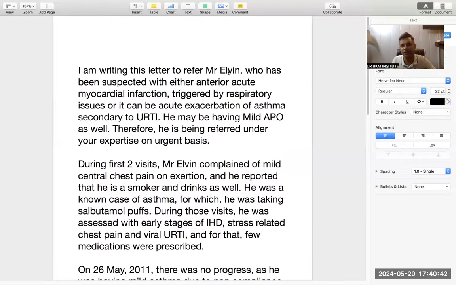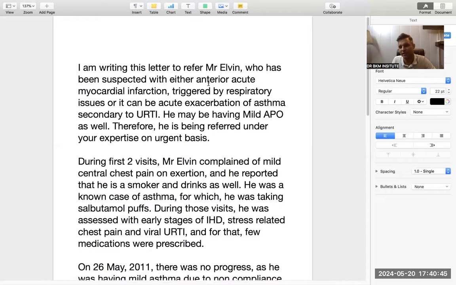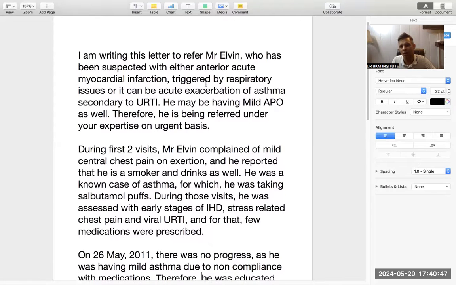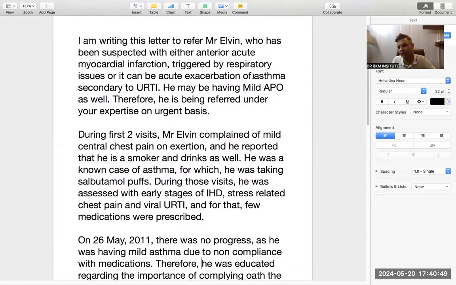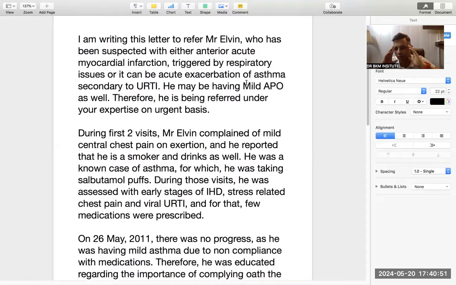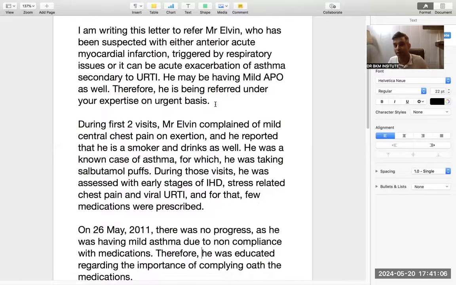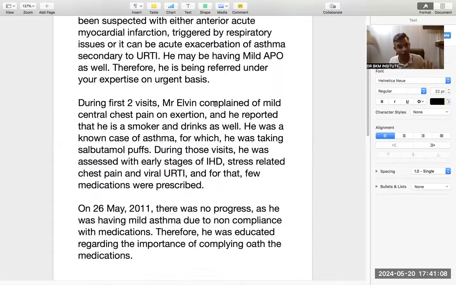I'm writing this letter to refer Mr. Elvin, who has been suspected with either acute AMI triggered by the respiratory issues, or acute exacerbation of asthma. So the emergency doctor wants to know that the patient can be having exacerbation of asthma, or it can be AMI. So he will be very quick. He is an emergency registrar. There may be mild APO as well. Therefore the doctor will say, okay, I got it.